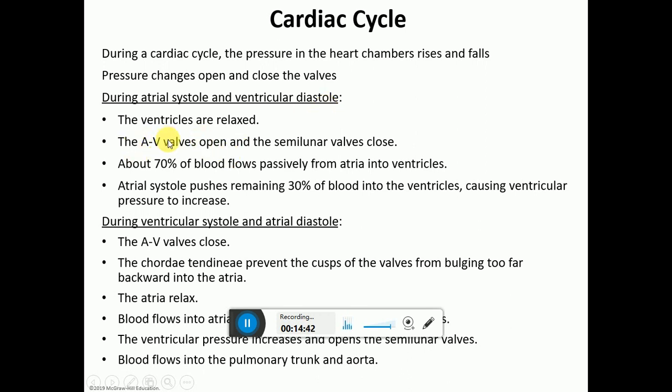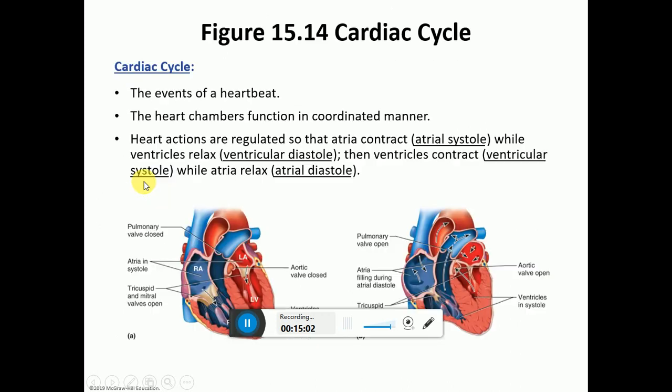The AV valves have to open, okay, whether we're talking about the tricuspid or the mitral valves, both of them together are known as the AV valves or the atrioventricular valves. They have to open, while the semilunar valves, which are your aortic and pulmonary ones, are going to be shut. Okay, when these AV valves open, by gravity, about 70% of blood will actually flow from the atrium down into the ventricles. The remaining 30% is going to be pumped by the actual contraction of the atrium.